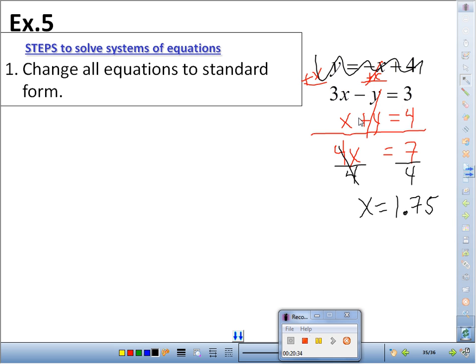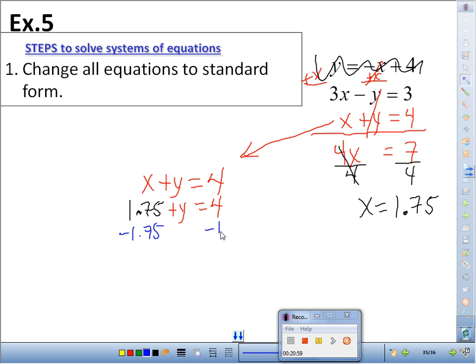So we no longer use this one, and we need to choose one of these two to get our y value. I'm going to choose the second one. Is that correct? Okay. x plus y equals 4, but instead of x, what goes there? 1.75. I bring down the plus y, the equals, the 4, and I solve for y. So it's minus 1.75, minus 1.75. We're left with y equals, let's see, you have $4, but you spend $1.75, you're left with $2.25. Very good.